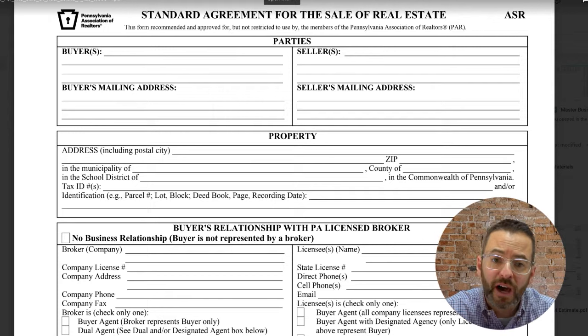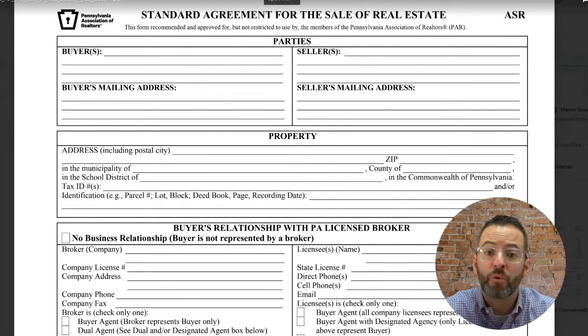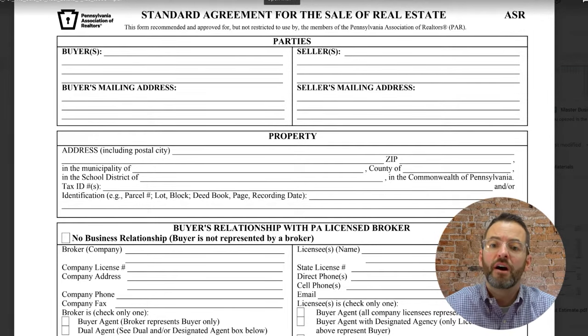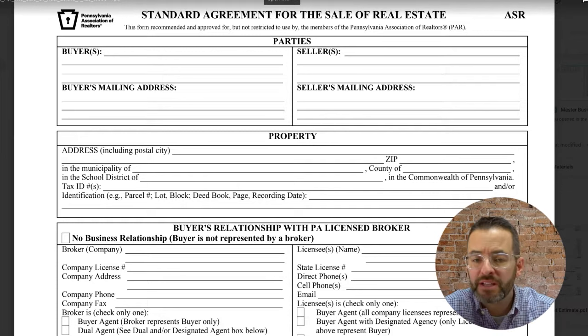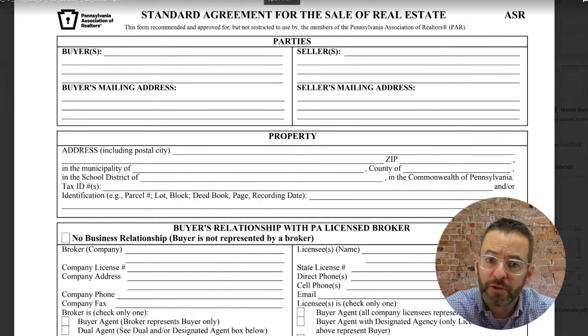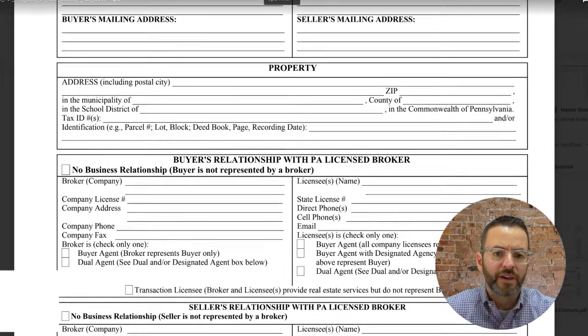If you'd like your own copy for review or a more detailed explanation of the agreement of sale, the Pennsylvania Association of Realtors publishes a consumer guide to the agreement. Please feel free to reach out to us and we'd be happy to email you a copy. Okay, so here we go.